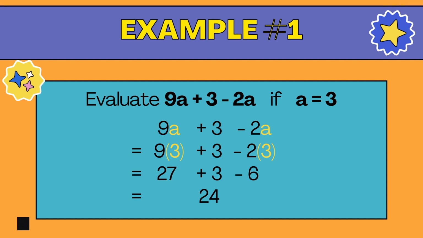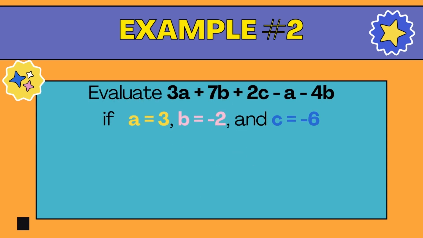Notice how we went line by line, doing one step at a time. This will help you get through the process of evaluating each expression. Example number 2 is a bit more complicated. Evaluate the expression 3a plus 7b plus 2c minus a minus 4b, if a equals 3, b equals negative 2, and c equals negative 6.